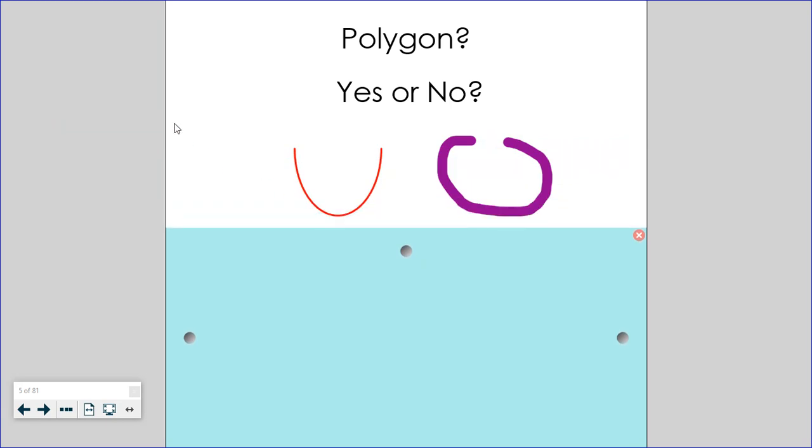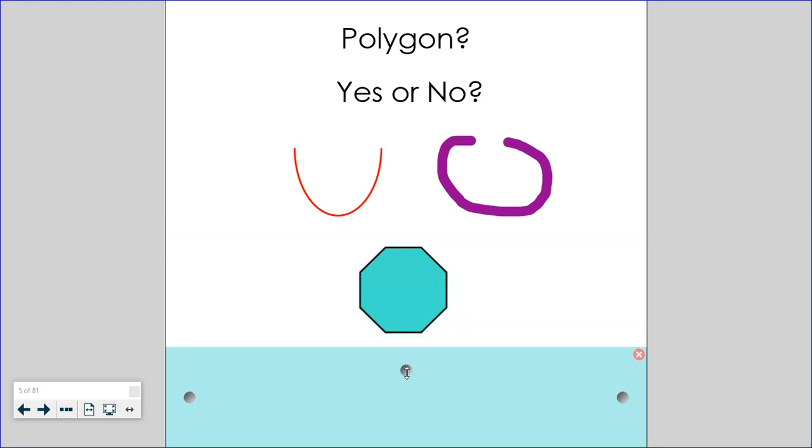Are these polygons? No, these are not polygons because, first of all, they are curved. They're not straight. And second of all, they're not closed shapes. They're open. There's this big gap right here. So those cannot be polygons. This one? Yes, this is a polygon. Okay, this is a polygon because it has straight sides and it is closed.